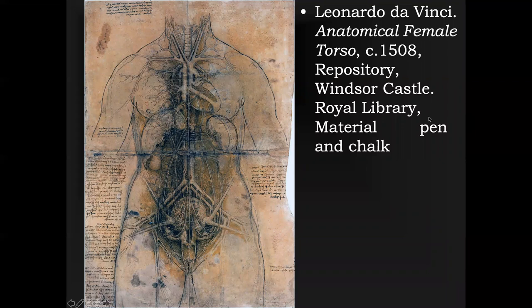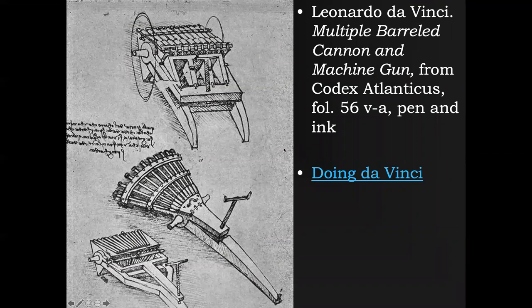He's mostly selling himself as an engineer to wealthy people. And he made all kinds of strange potential inventions. And most of them, as far as we know, weren't attempted to be made. But there's this series called Doing Da Vinci, and I'll include a link if it's still there. It keeps getting taken down on YouTube. And you can see they actually try to create some of these things.